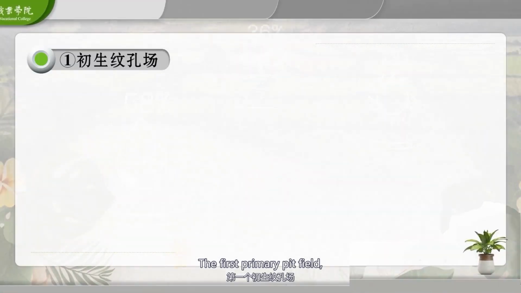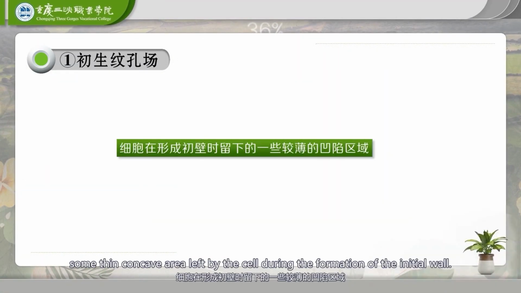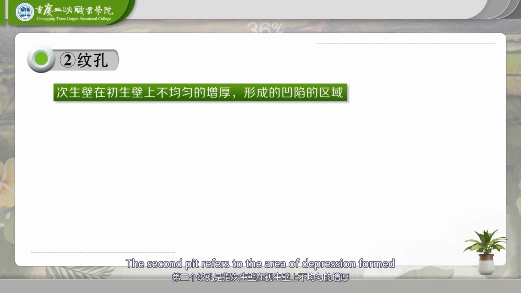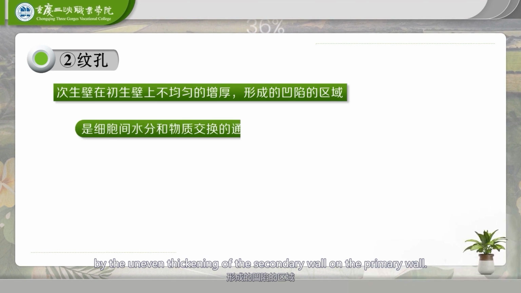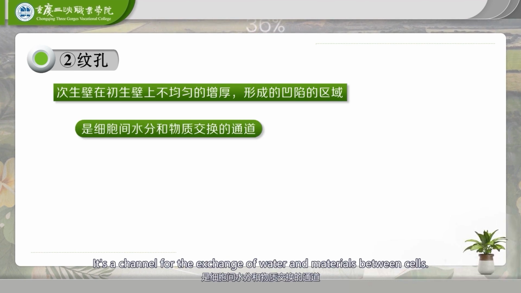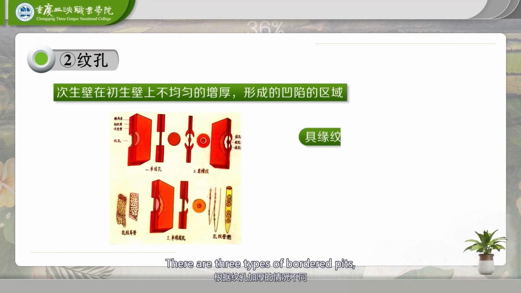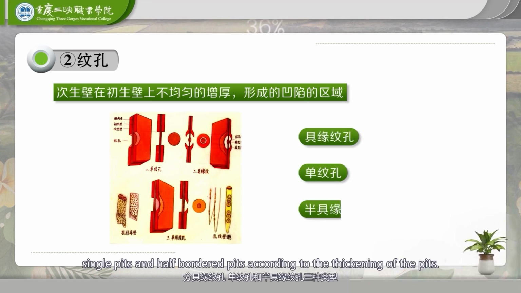The first, primary pit field, is a thin concave area left by the cell during the formation of the primary wall. The second, pit, refers to the area of depression formed by the uneven thickening of the secondary wall on the primary wall. It's a channel for the exchange of water and materials between cells. There are 3 types of pits according to the thickening: simple pits, bordered pits, and half-bordered pits.